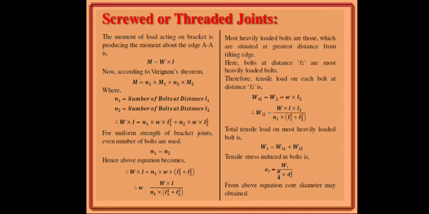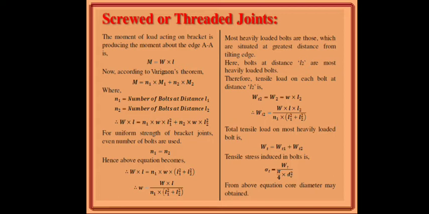Now according to Wagner's theorem, M is equal to N1 into M1 plus N2 into M2, where N1 is the number of bolts at a distance L1, and N2 is the number of bolts at distance L2. So again we will rearrange the terms. We will put M is equal to W into L in that equation. So we will get W into L is equal to N1 into M1, which is w into L1 square, plus N2 into M2, which is w into L2 square.